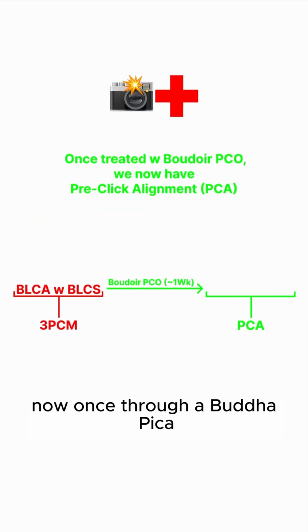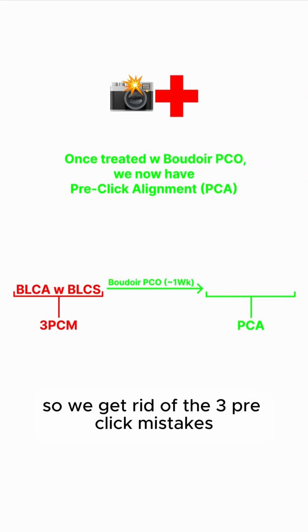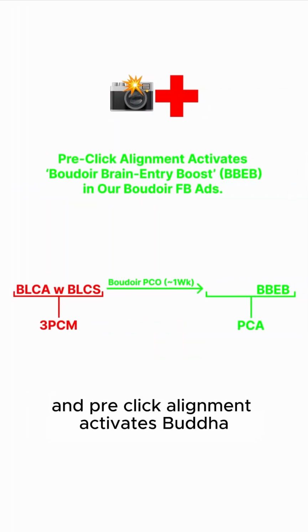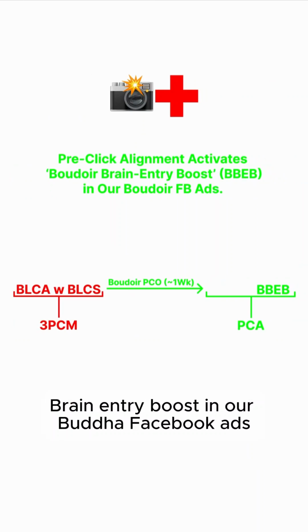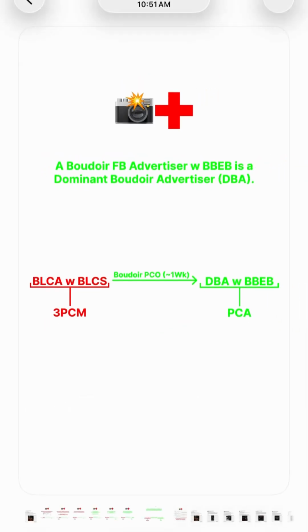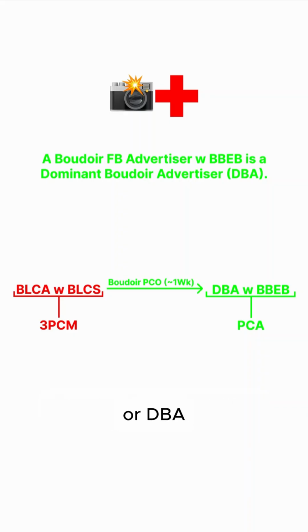Now, once treated with Boudoir Pico, we now have pre-click alignment, PCA. So we get rid of the 3 pre-click mistakes. We achieve pre-click alignment, and pre-click alignment activates Boudoir brain entry boost in our Boudoir Facebook ads. Basically, we get our unique CTR all above 6%, ideally way, way, way above it. And a Boudoir Facebook advertiser with Boudoir brain entry boost is a dominant Boudoir advertiser, a DBA.